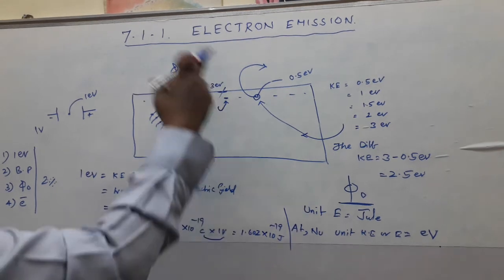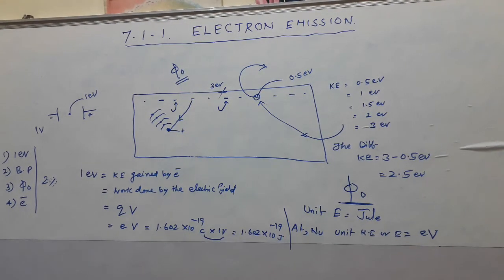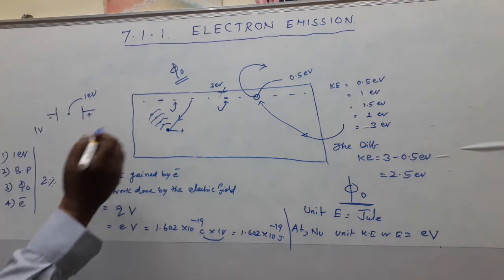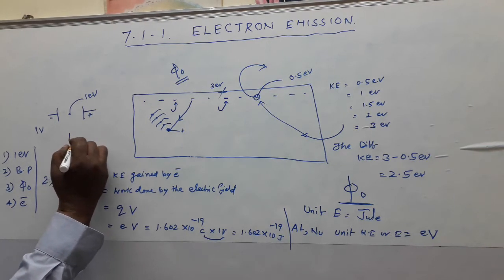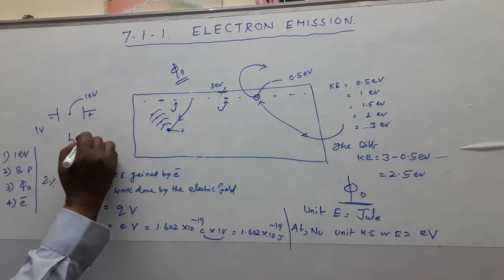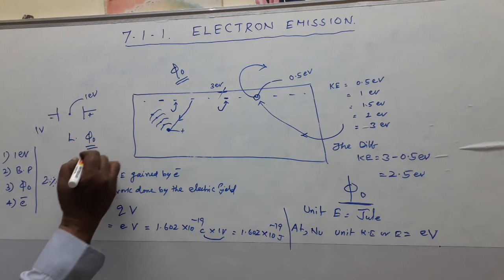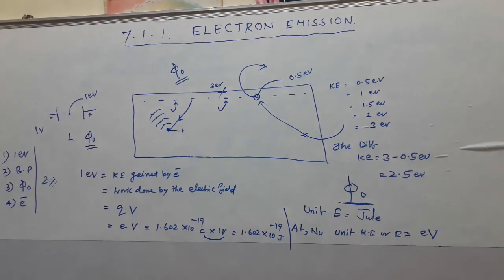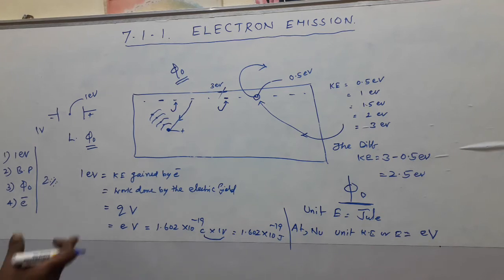Under this phenomenon, there may be a table available in your textbook. We are choosing the lowest work function for electron emission. The lowest work function is needed for electron emission, because then you get more electrons without spending much energy. That's why we are choosing the metals with the lowest work function energy, as given in your textbook.